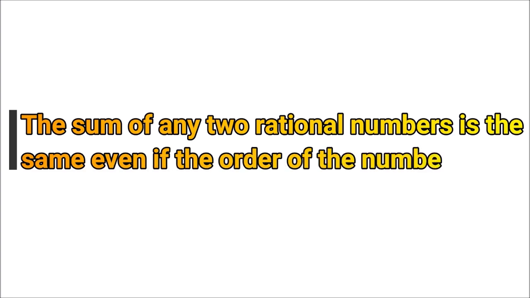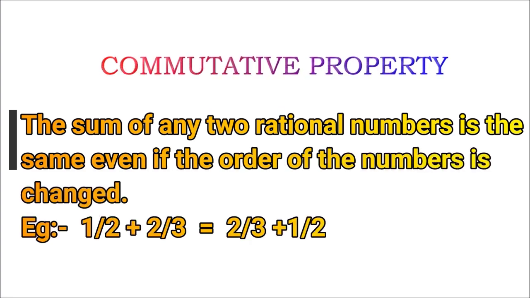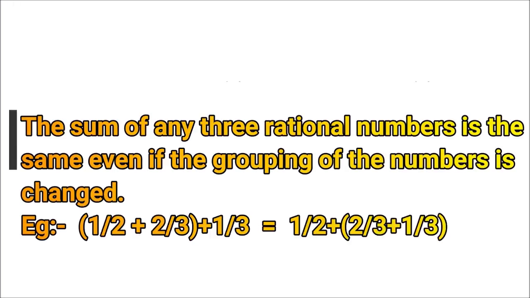Second is commutative property, which is also called order property. It means when you change the order of the sum of any two rational numbers, it will be the same whether you change its order or not.